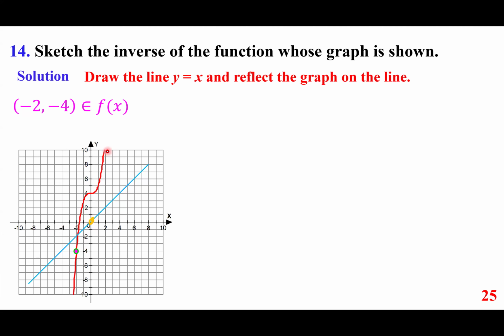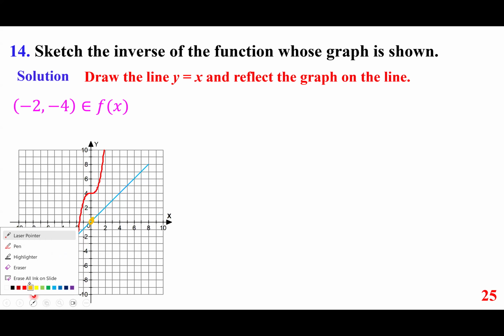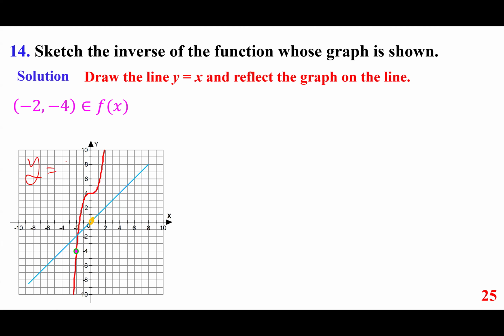Okay, the function, the red function, it's y equals f of x. So with that being the case, if this belongs to this function, which means f of minus 2 equals minus 4, then its inverse means f inverse of minus 4 equals minus 2. It means if you interchange these two, that means minus 4 comma minus 2 must belong to its inverse.